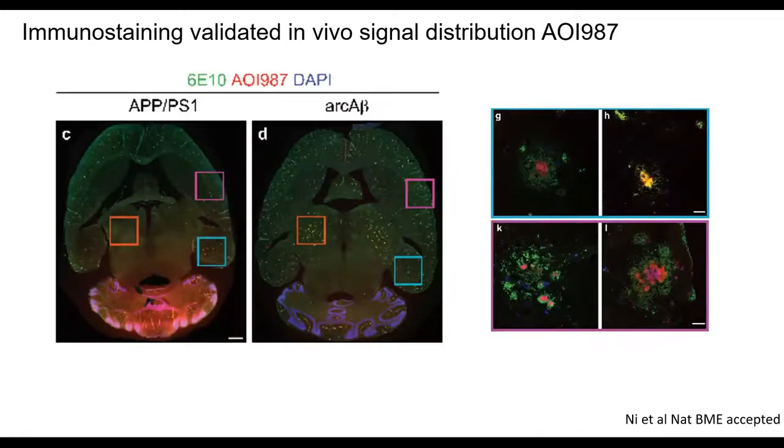Similar double staining has been performed using AOI987 with the antibody 6E10. We can observe the signal is detected mainly in the cortical region and hippocampus. One interesting observation for the Arctic A-beta mice is that there is also strong staining in the thalamus, which is quite absent in the APP-PS1 mice. So this actually validates our in vivo observation of quite high uptake in the thalamus in the Arctic A-beta mice.